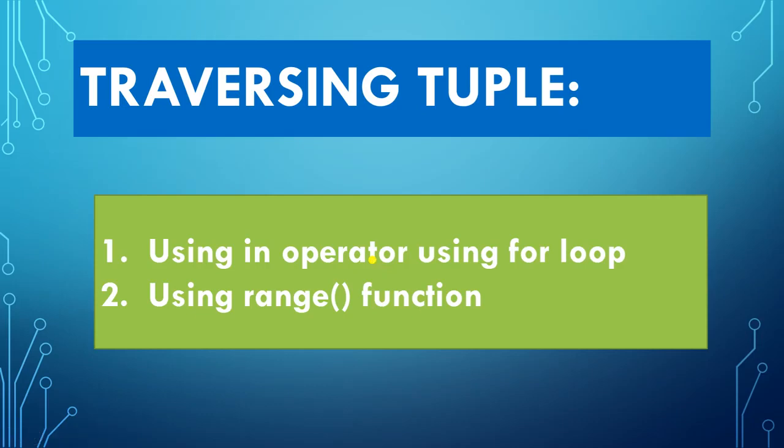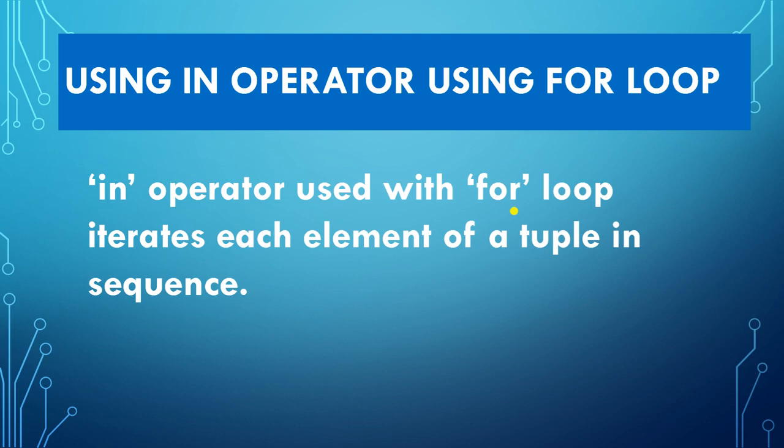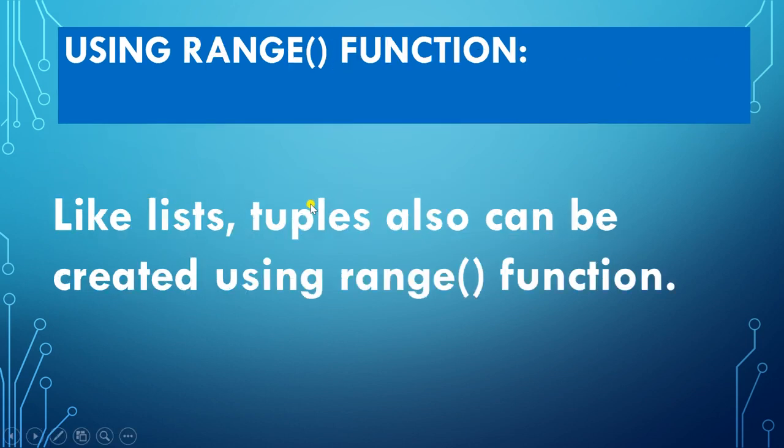Now traversing a tuple. You can traverse a tuple in two ways: using the in operator with a for loop, and by using the range function. First is using the in operator with a for loop. The in operator with for loop iterates over each element of a tuple in sequence. You know the for loop will give the values in sequence, so here you have to use the in operator. Next is using the range function. Like list, tuples can also be traversed using the range function. And how will you use it?